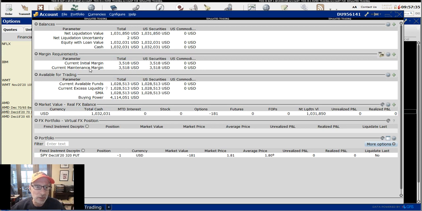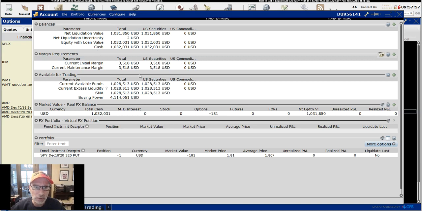And the maintenance margin is the same. The market is closed. Today is Saturday, November 14th, 2020. Market is closed right now. So right now I have $3,500 in margin requirement. So if you sell put options in Interactive Brokers or any broker, you pull up your account and you can see how much cash you have and how much the margin requirement is.